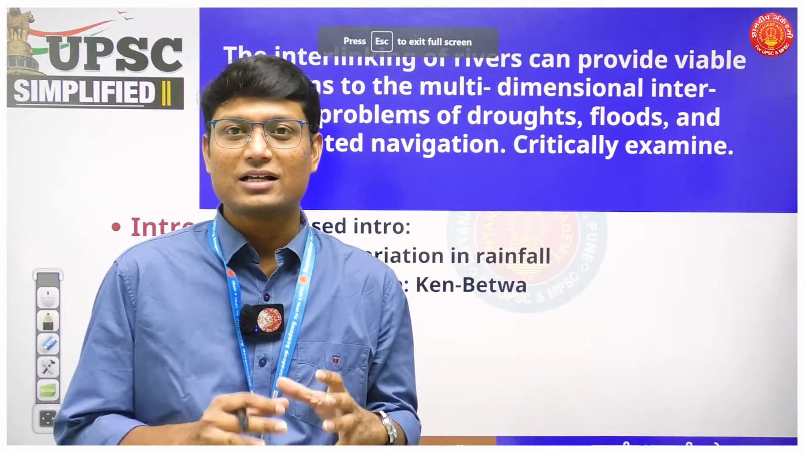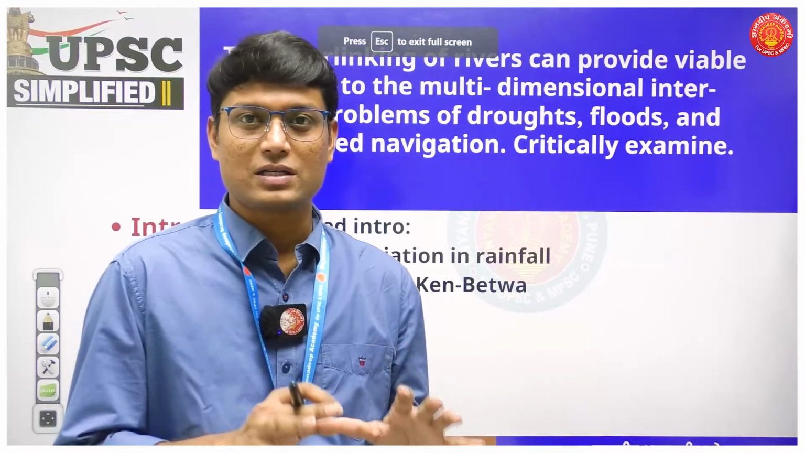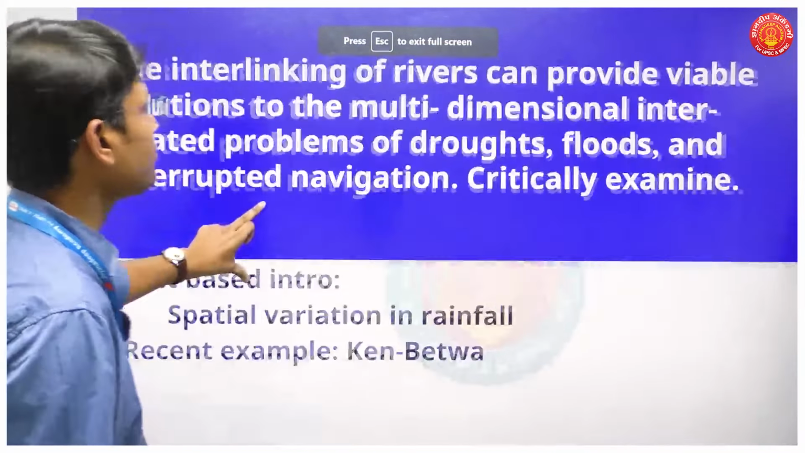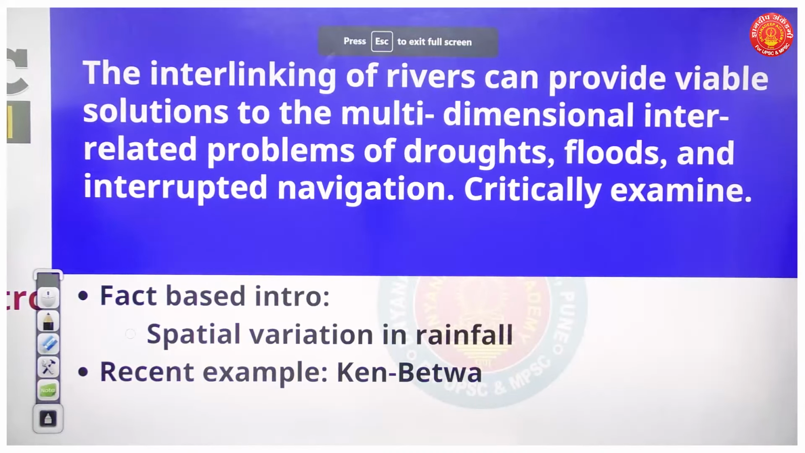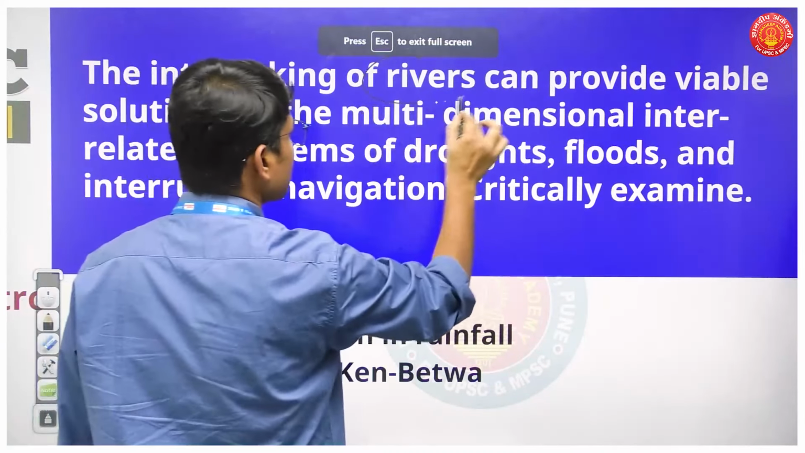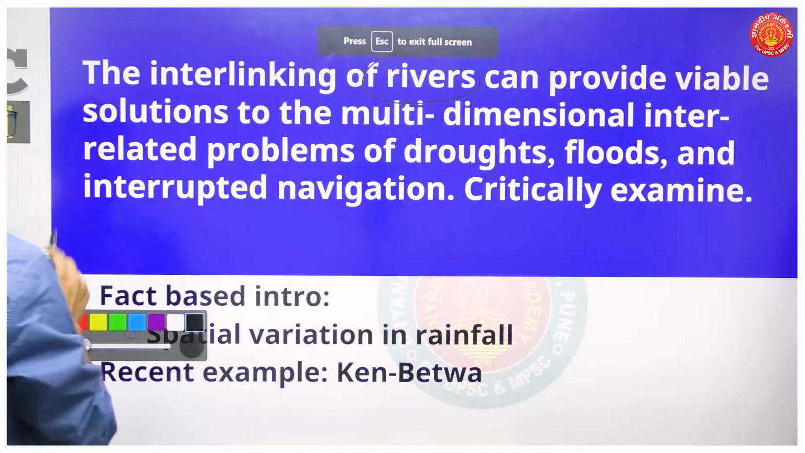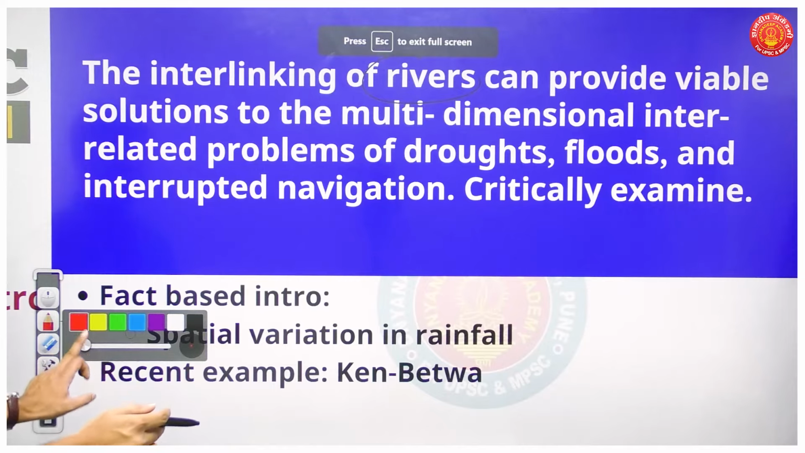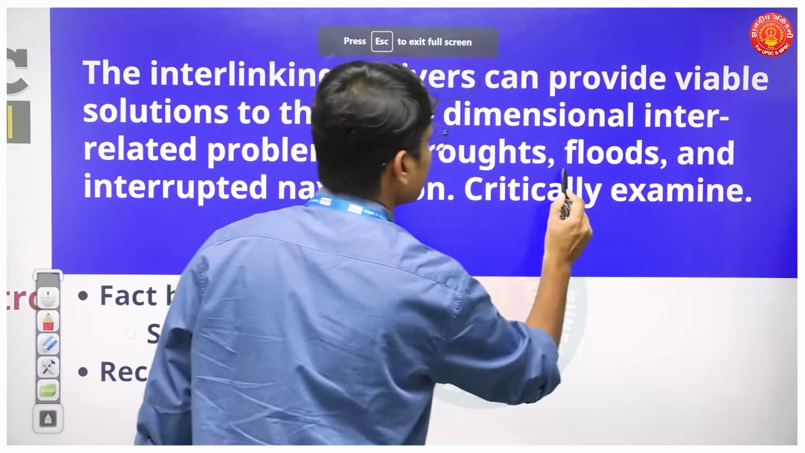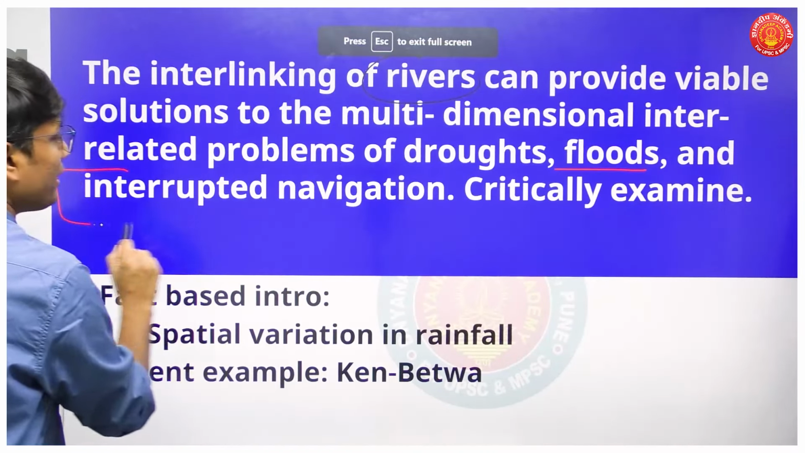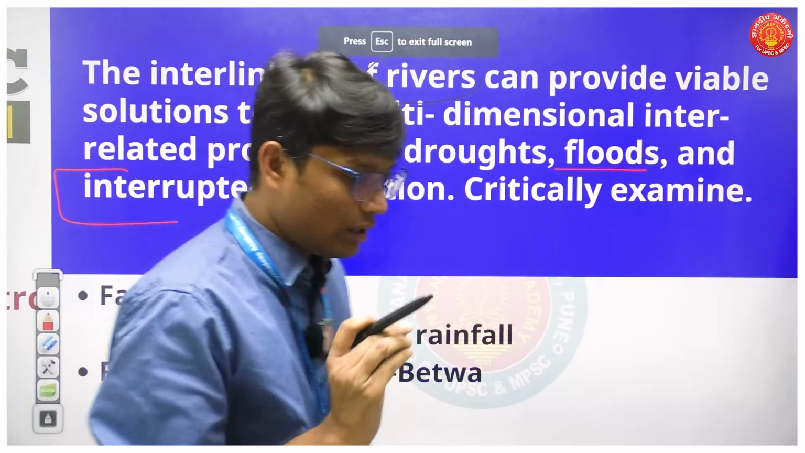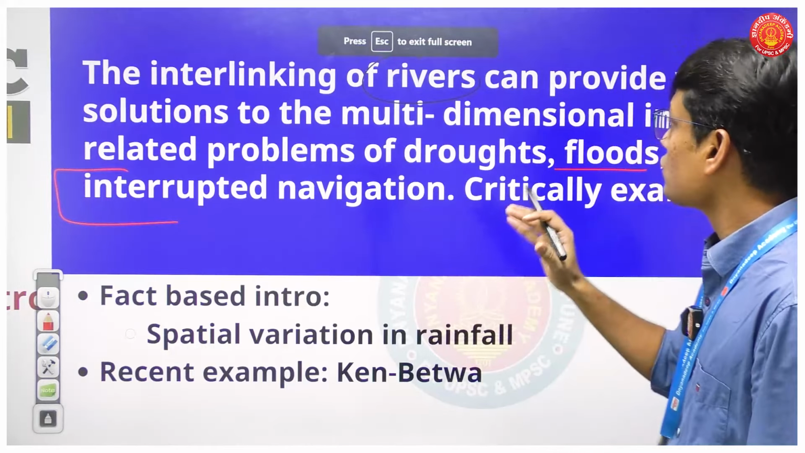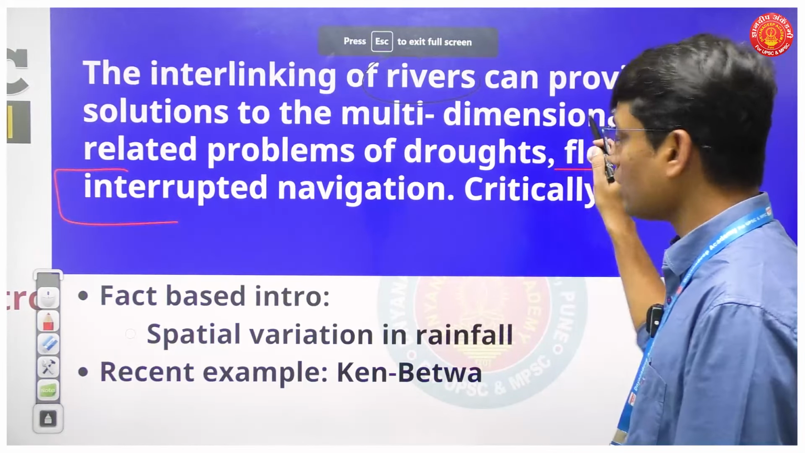So this is our daily answer writing series in which we are discussing UPSC mains PYQ. Now I have one more question from the geography section. The question is: the interlinking of rivers can provide viable solutions to the multi-dimensional interrelated problems of drought, floods and interrupted navigation. So here we have 2-3 issues made in a single layer. So we have to discuss river interlinking.